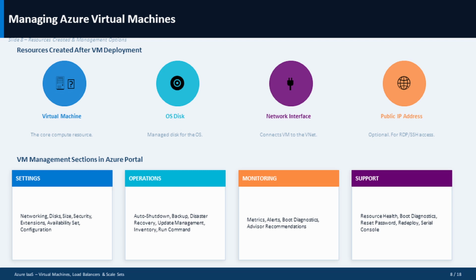Under Operations, you'll find Auto Shutdown, Backup, Disaster Recovery, Update, Management, and the powerful Run command feature, which lets you execute scripts directly against your VM through the portal, even from a mobile device. Under Monitoring, you can view metrics charts and configure alerts. And under Support, you'll find resource health, boot diagnostics, the ability to reset a password, and the redeploy option, which migrates your VM to a new host if it becomes unresponsive.